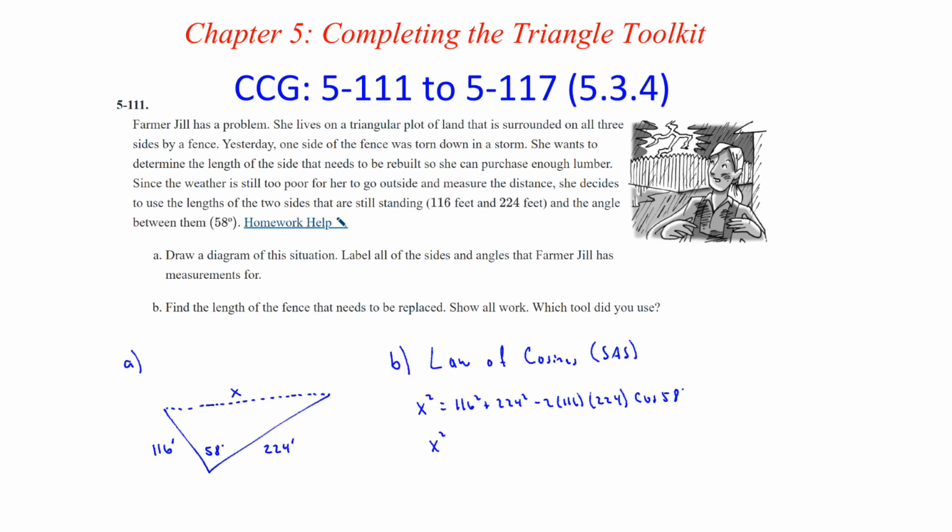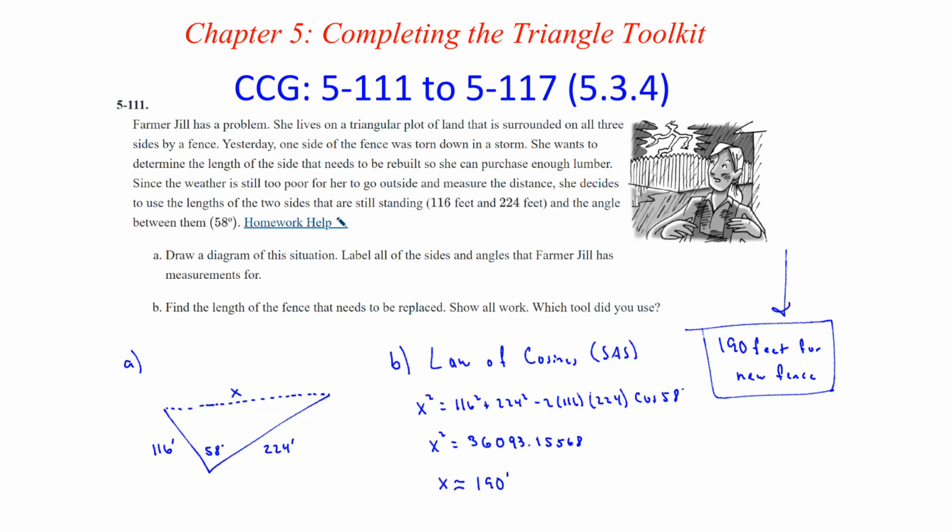So I'm going to take that whole right side and plug it into the calculator and see what we get. Alright, there is the answer, approximately 36,000. We'll then take the square root of both sides, and I get x is approximately 189.9, so I'm going to go 190 feet for the side of the fence that needs to be replaced. And once again, make sure you answer the question that was asked.